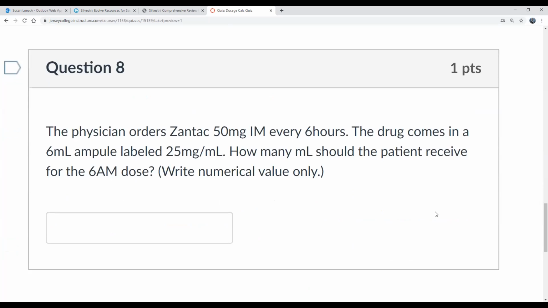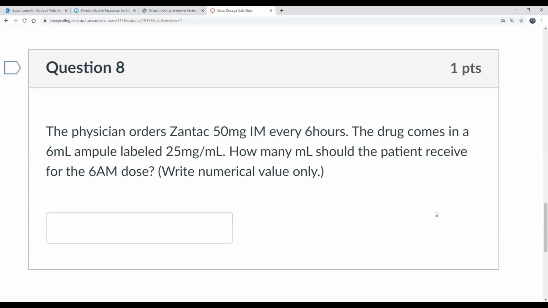All right, how about this one? Because this has a lot of numbers in it. So what do you need for this? Your desired order, which is what? 50 milligrams. Okay, what do you have on hand? 25 per ml. So 50 divided by 25 times 1, right? That should be 2. Is that what you got? Yes.